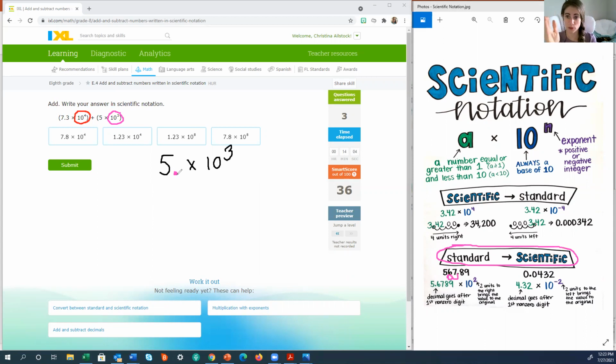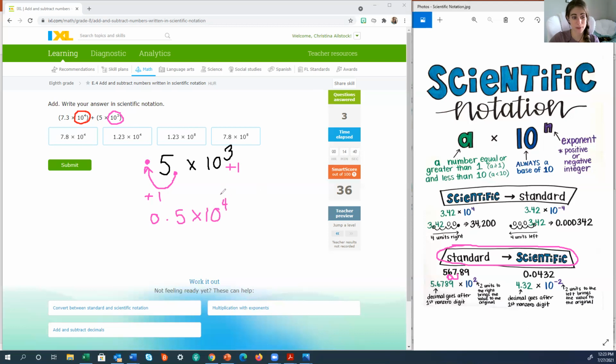And if I'm going from a 3 to a 4, how much do I need to move it? 1 space. If we move that decimal point right here, I'm adding 1 movement, which means I'm adding 1 to my exponent. This becomes 0.5 times 10 to the fourth.